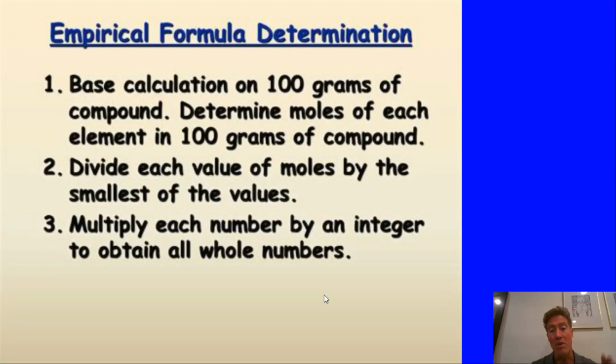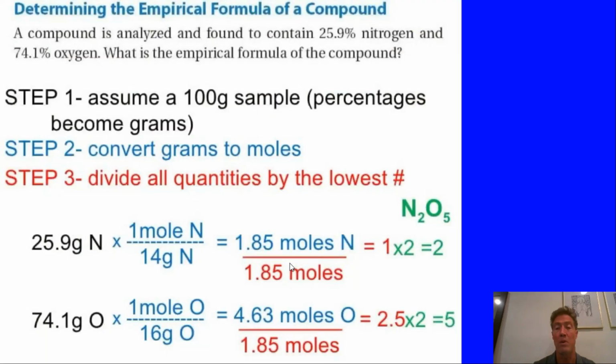So start with 100 grams of compound, determine the moles of each element, divide each value of moles by the smallest of the values, and then multiply each number by an integer if you need to get a whole number, which is, in this case, we need to multiply both the 1 and the 2.5 by 2.